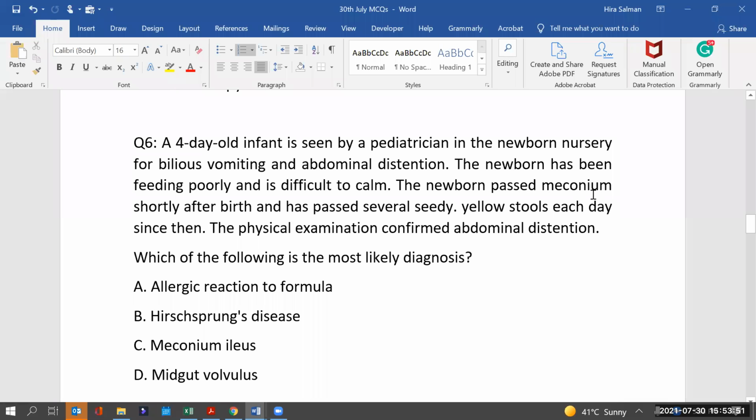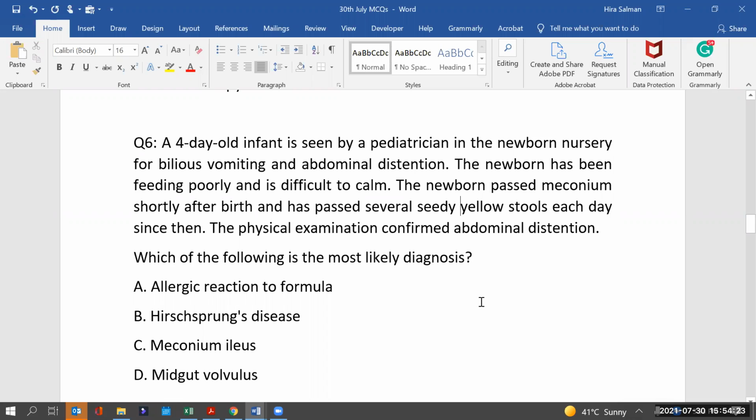The newborn passed meconium shortly after birth and has passed several seedy yellow stools each day since. So a 4-day history is there, and you can see that the stool formation is also not proper. We will find some seedy yellowish spots on the stool. The physical examination confirms abdominal distension. So here there is a clear examination. When the doctor performs the physical examination with the hands, he can easily confirm that there is too much abdominal distension. Now, which of the following is the most likely diagnosis?